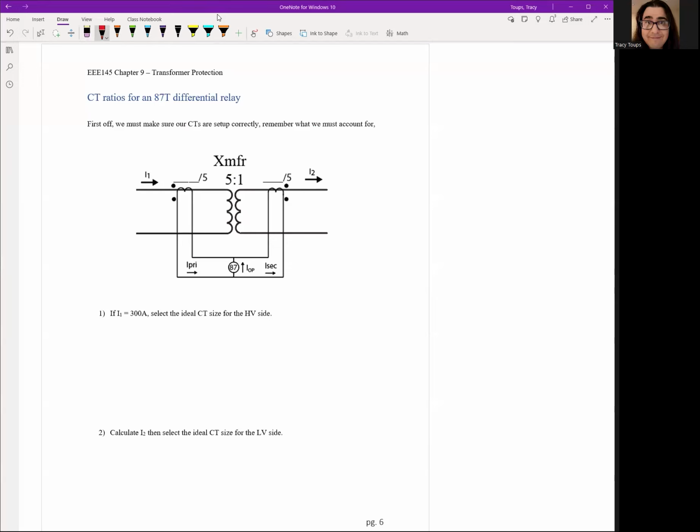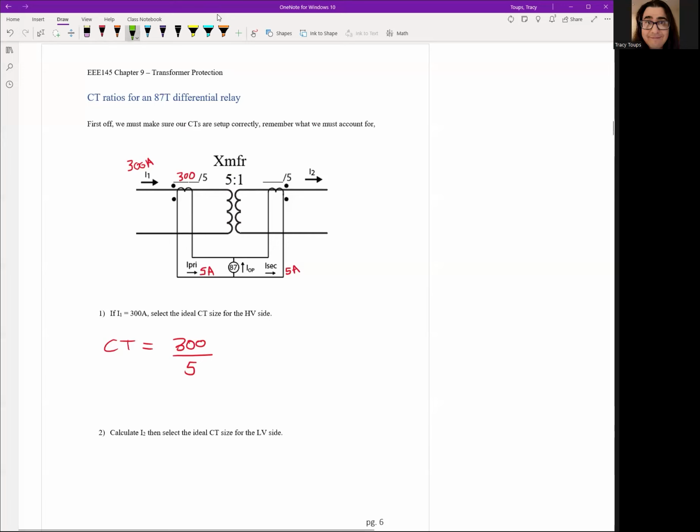So remember, I always want to make sure I have roughly 5 amps flowing in my secondary circuit as much as possible. So if I have 300 amps coming in on I1, I can choose a CT ratio to make sure I have 5 amps secondary. And that CT ratio will be 300 to 5 to make sure we have 5 amps secondary. So I can put 300 up here.